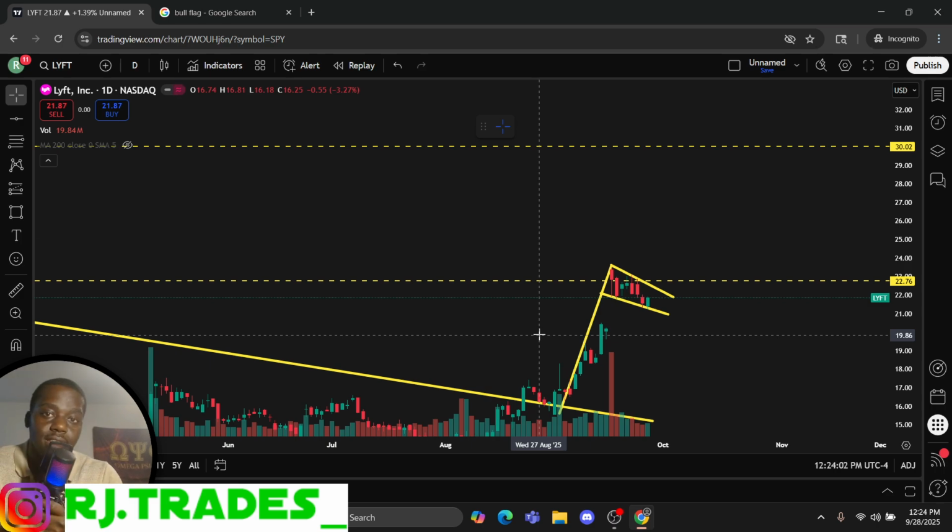Now, does this mean that it's going to do that? No, it's probability. Just because we have an 80 to 90% chance of it happening, you still got to prepare for that 1% that it don't. It is what it is.